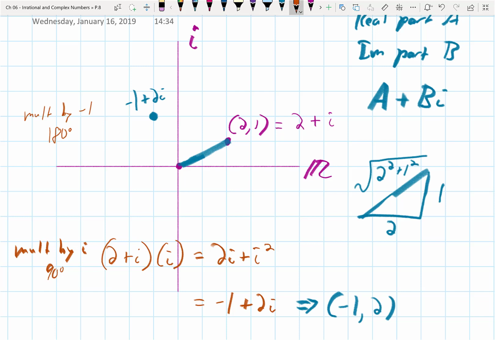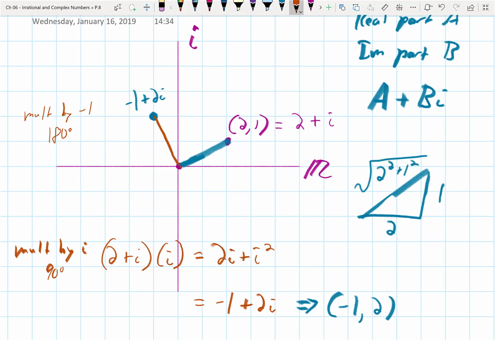And if I draw from the origin to that point, guess what that angle is? Would you agree that that point is the same distance from the center as the other point was? So I have taken this and I have rotated it 90 degrees by multiplying by i.